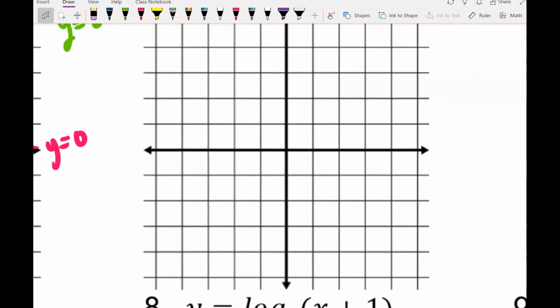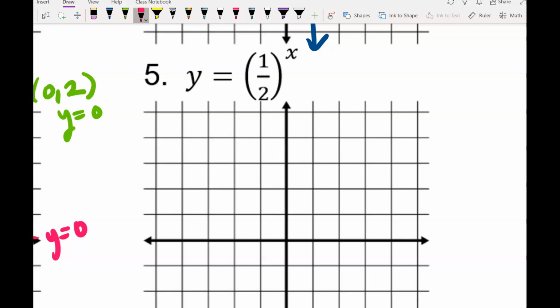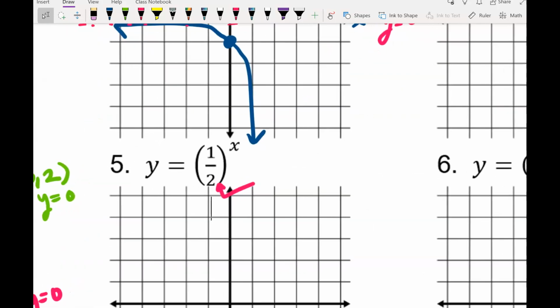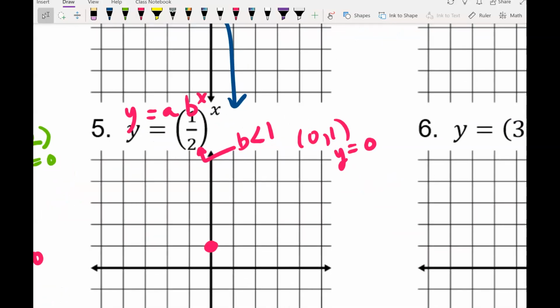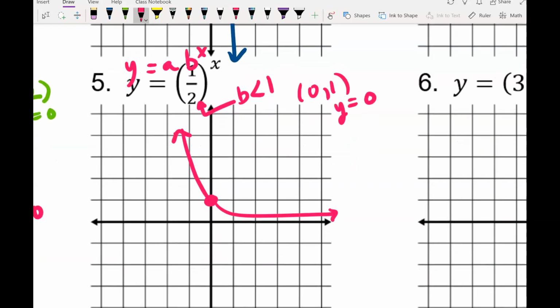All right, moving to the next one. This one's different in the way that it models decay. I know that because the b value is less than 1, if you're thinking about this again as y equals a times b to the x. My y-intercept is still 0, 1, and my asymptote is still at y equals 0, but the only difference here is now it's going to decrease as you move from left to right. And my asymptote is at y equals 0.